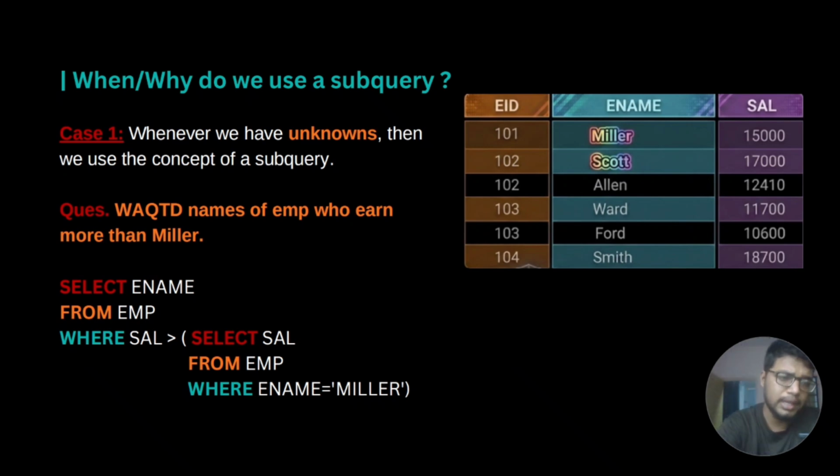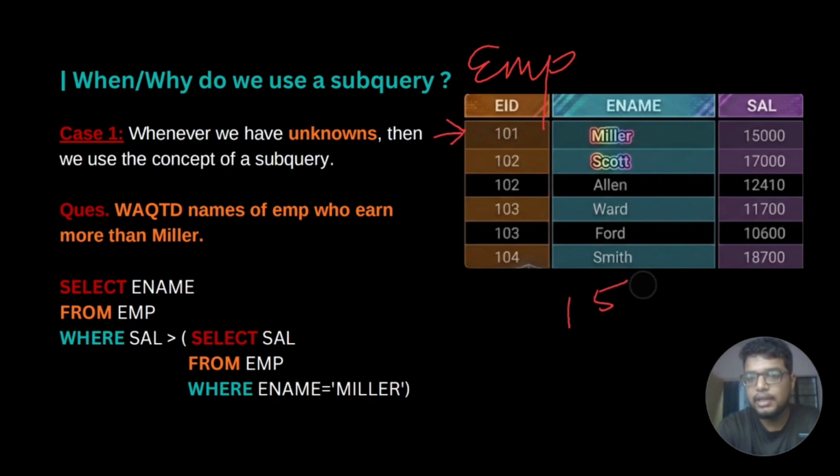Just go through this example. Write a query to display names of employees who earn more than Miller. This is nothing but my employee table. In this employee table, this is Miller. This is Miller's data. Miller is earning 15k. I have to find those who are earning more than Miller, more than 15,000. That means Scott is earning more, then Smith is earning more. Right now, I want these two as my output.